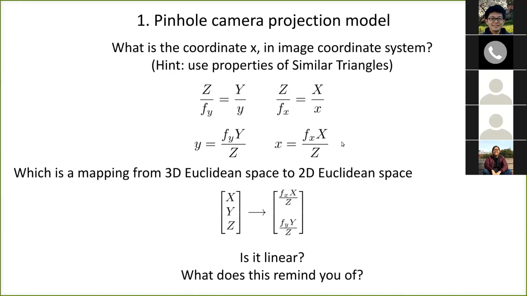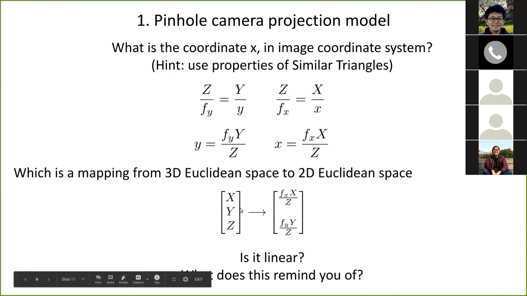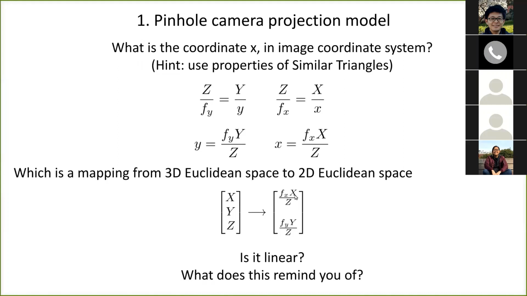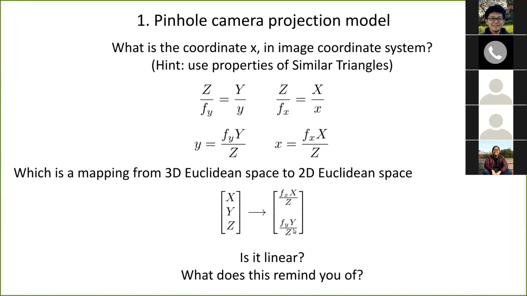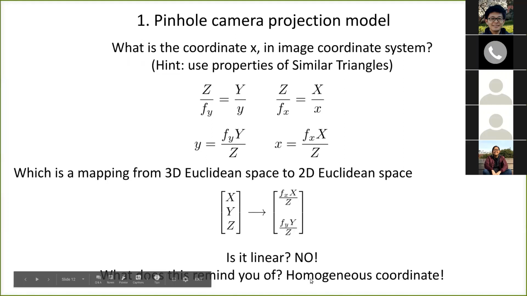So after this mapping, we have mapped a 3D point to the 2D image point. So this is a mapping from 3D Euclidean space to 2D Euclidean space. This is not a linear process, because in order to make it homogeneous, we divide by Z, making the whole projection process nonlinear. So because of the homogeneous coordinates, we have this kind of nonlinearity inside this projection.